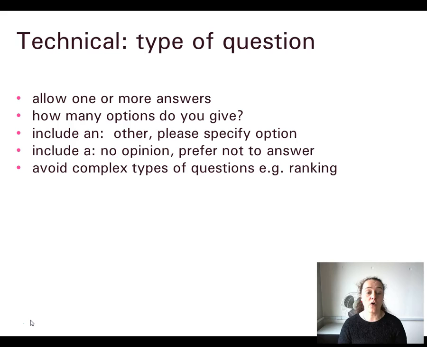So often include an "other, please specify" option, or also include an option to give no opinion or prefer not to answer, so people will not stop your survey simply because they cannot give the answer that they want to or think is correct. And if you don't know much about it, try to avoid complex types of questions such as ranking. Give your position 1, 2, 3. I wouldn't do it.